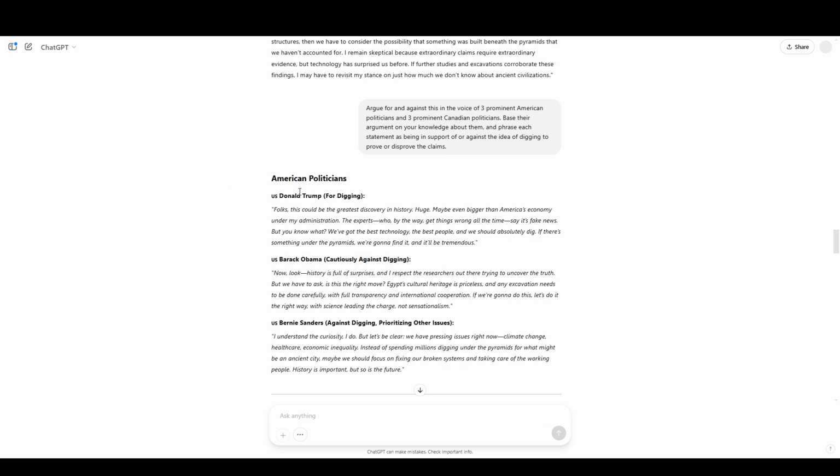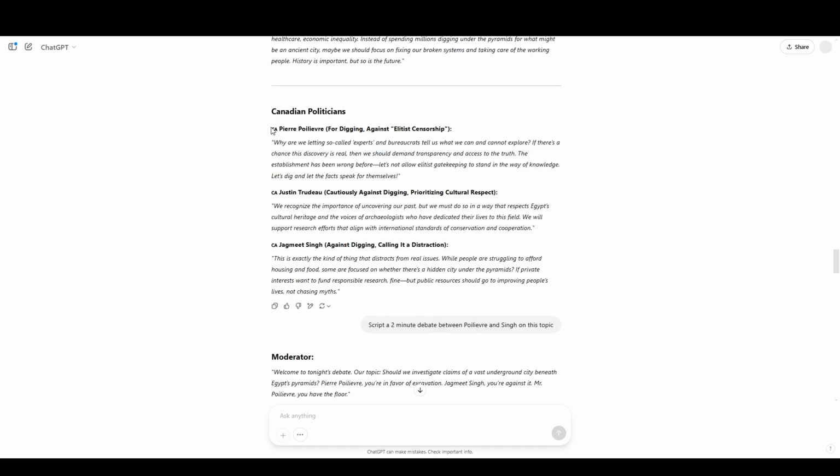And so ChatGPT gave me Donald Trump in favor of digging, Barack Obama cautiously against digging, and Bernie Sanders against digging. And for Canada, it gave me Pierre Poilievre in favor of digging, Justin Trudeau cautiously against digging, and Jagmeet Singh against digging. So overall, it did a pretty good job here, but Justin Trudeau is no longer the Prime Minister of Canada, so he's not really relevant. It would have been better to include someone else there.